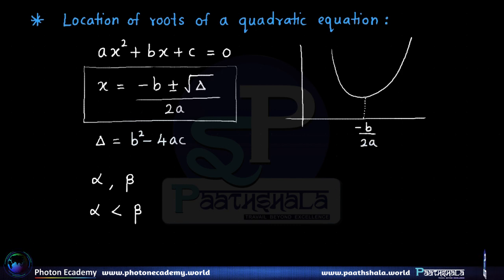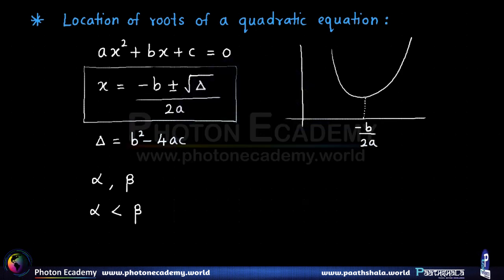Now here it does not matter whether we are talking about delta is positive, negative or 0, because that will give rise to the already known cases, that is the distinct two roots or the two equal roots or no real roots. So that does not matter here.